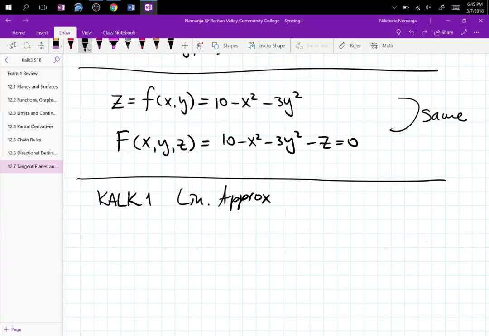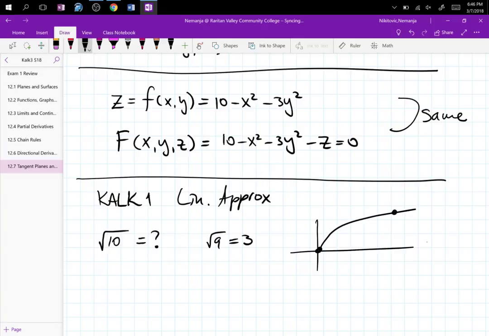Let's say I want to compute the square root of 10. Square root of 10 is how much? What do I know? Well, I know how to compute the square root of 9, that's equal to 3. The reasoning goes like this: if I have a graph of a function, and this is where my 10 is, and I don't know what the value for that is.